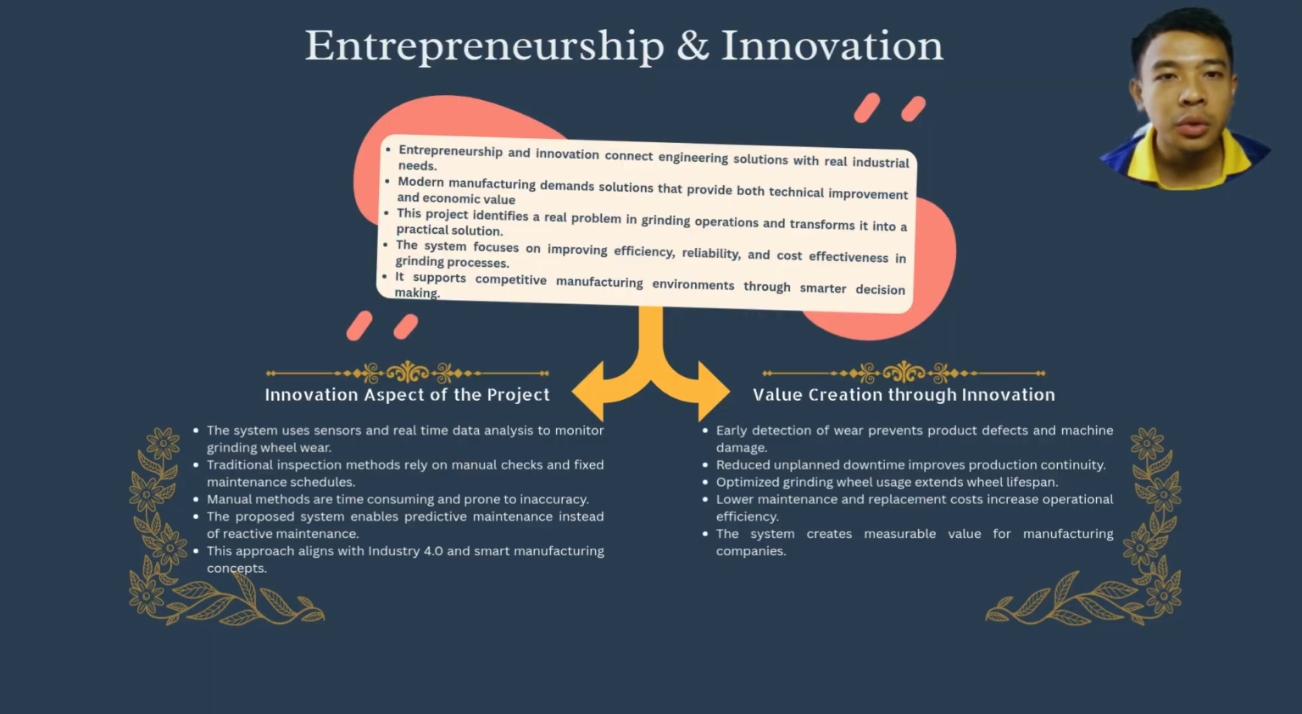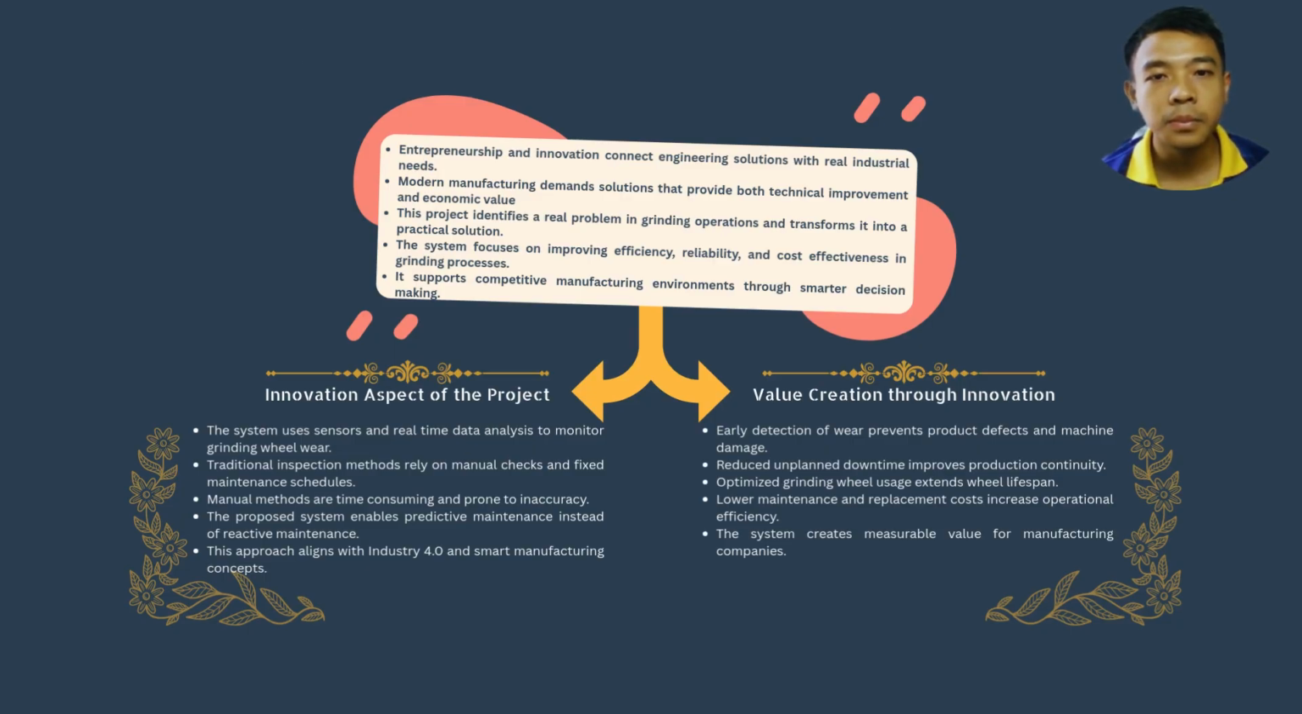For value creation through innovation, early detection of wear prevents product defects and machine damage. It can also reduce unplanned downtime and improve production continuity. The third one is optimized grinding wheel usage, which extends wheel lifespan. It can also lower maintenance and replacement costs and increase the operational efficiency. The system creates measurable value for manufacturing companies.